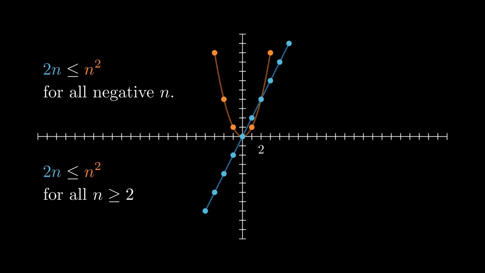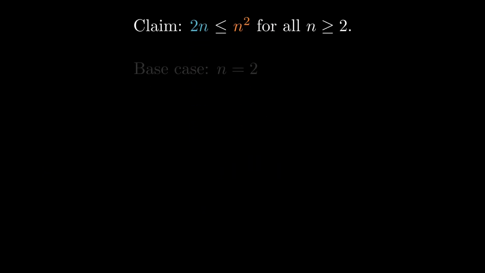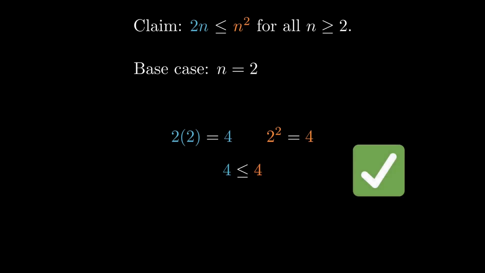Since everyone is probably more familiar with doing proof by induction with positive numbers, let's prove this one first. Our base case is n equals 2. On the left-hand side, we have that 2 times 2 equals 4. And on the right-hand side, we have that 2 squared is equal to 4. So now we have that 4 is less than or equal to 4, which is true.